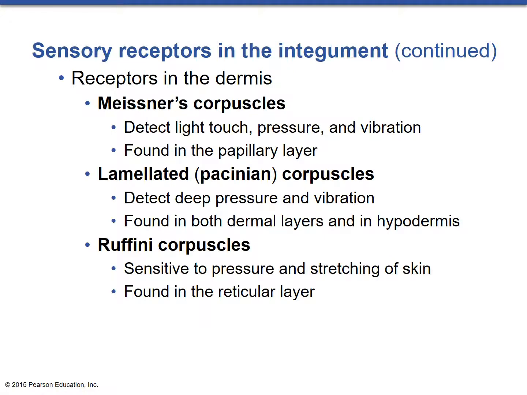The last 3 are Meissner's corpuscles. Meissner's corpuscles are sensitive to delicate touch and vibration. They are found in the papillary layer of the dermis. Lamellated or Pacinian corpuscles are sensitive to deep pressure, and they are found in the dermis as well as the hypodermis. The final is Ruffini corpuscles. These are sensitive to stretch and found in the reticular layer of the dermis.